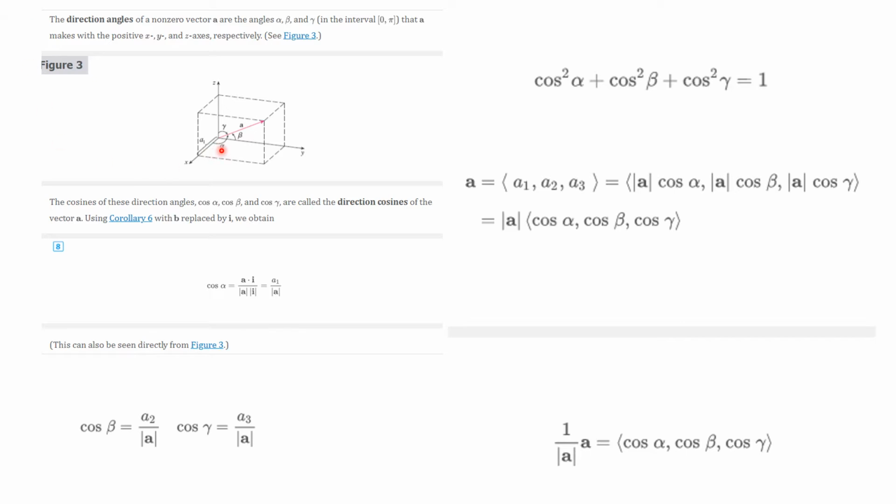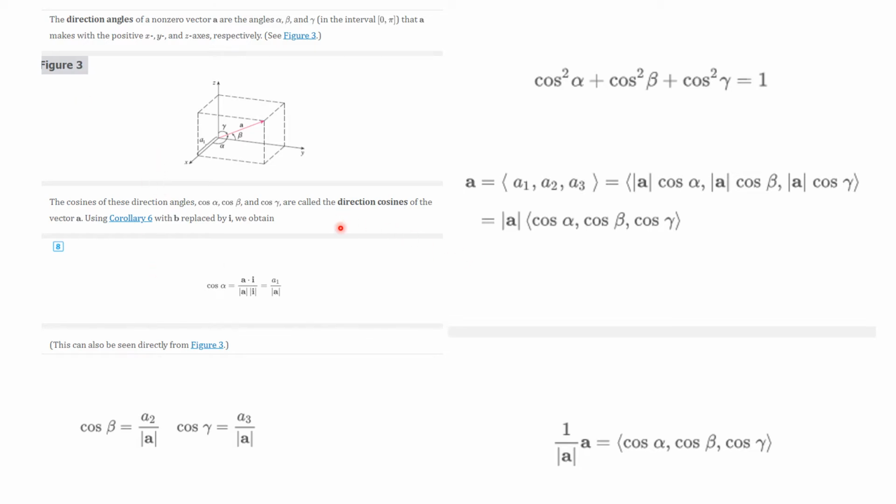In the same way that we could use unit vectors i, j, and k to represent a vector, we can talk about the angles that a given vector A makes with each of the coordinate axes. These are called the direction angles of a non-zero vector: the angles alpha, beta, and gamma on the interval from 0 to pi that vector A makes with the positive x, y, and z axes respectively. And here is a picture.